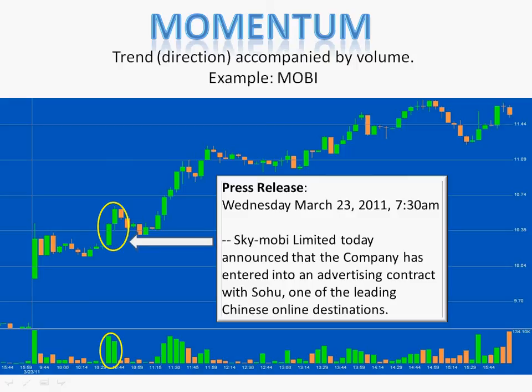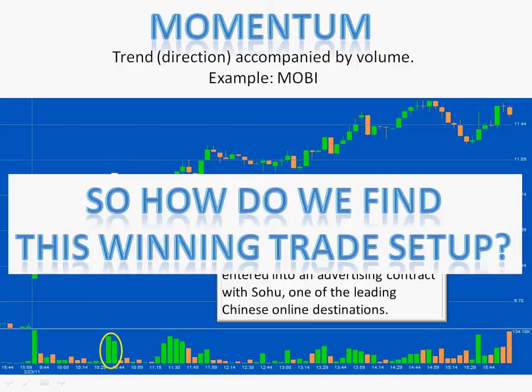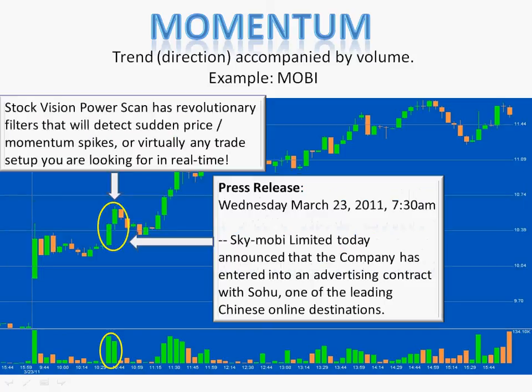My question is, how do we find this winning trade setup? Are you going to sit there and look through every stock? Are you going to watch CNN? Well, you can knock yourself out, but I know what I'm going to do. I am going to use Stock Vision PowerScan, a real-time stock screener, which has revolutionary filters that will detect sudden momentum spikes, price spikes, or virtually any trade setup you are looking for in real time.